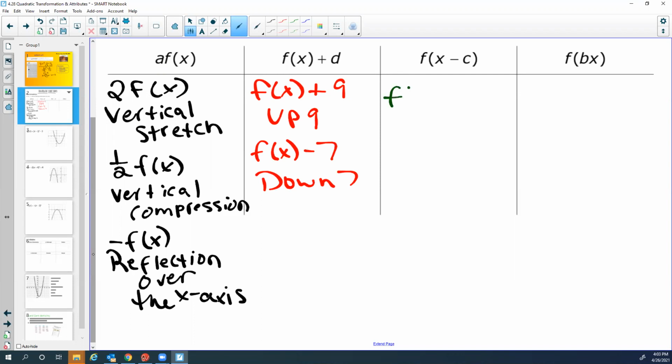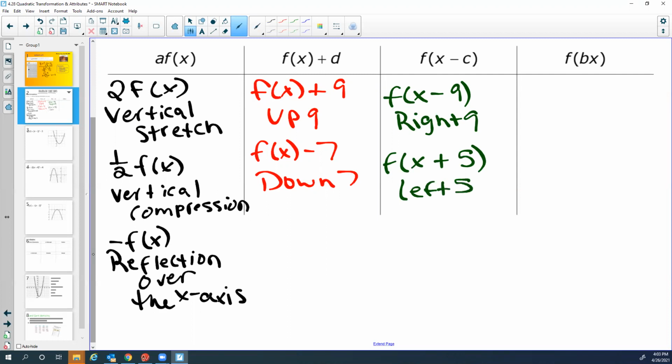Next, f(x − 9). This would be an example of moving to the right 9. If you had f(x + 5), this would be an example of moving to the left by 5. With the left and right, it's the opposite of what you think. Subtracting means you're moving to the right. Adding means you're going to the left.